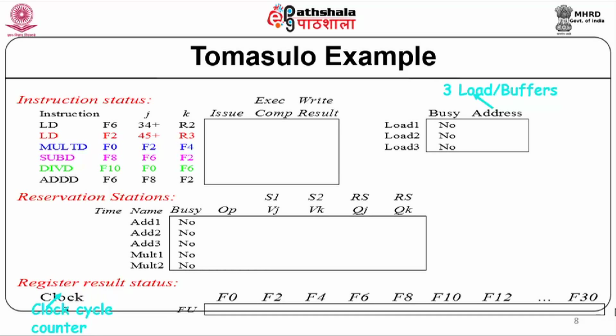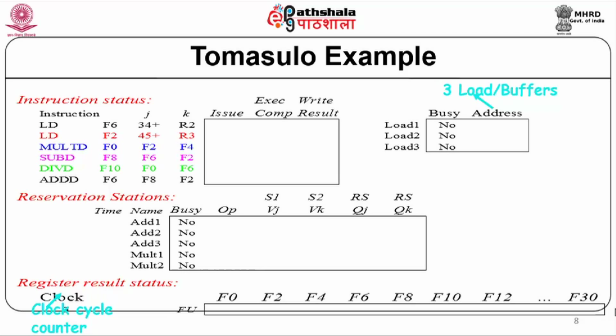The second data structure is the instruction status. So, you have a sequence of instructions from the instruction window, and the status indicates which stage the instruction is in the current clock cycle, whether it is in the issue stage, whether it has already completed execution, or whether it is writing the result. Because we have already seen that there are 3 stages in Tomasulo's algorithm: an issue stage, an execution stage, and the write result stage. So, that gives you the instruction status. This is more for understanding purposes.